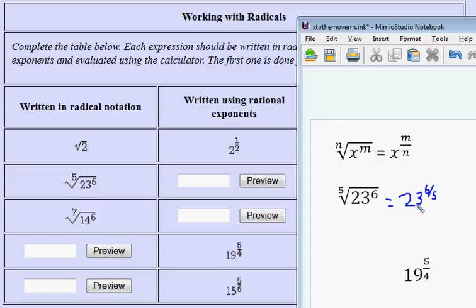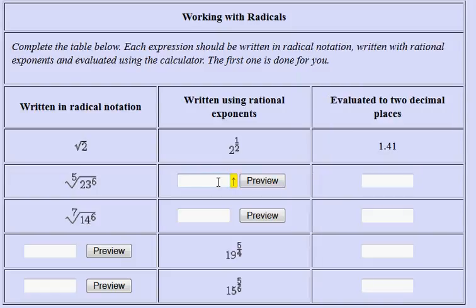So I need to write 23 raised to the 6/5 in this field right here. You can do it one of two ways. You can take 23, use the caret key, which is shift 6 on the keyboard, and then to tell it that both the 6 and the 5 are in the exponent, you use parentheses, 6 divided by 5, and then cap off the right parenthesis.